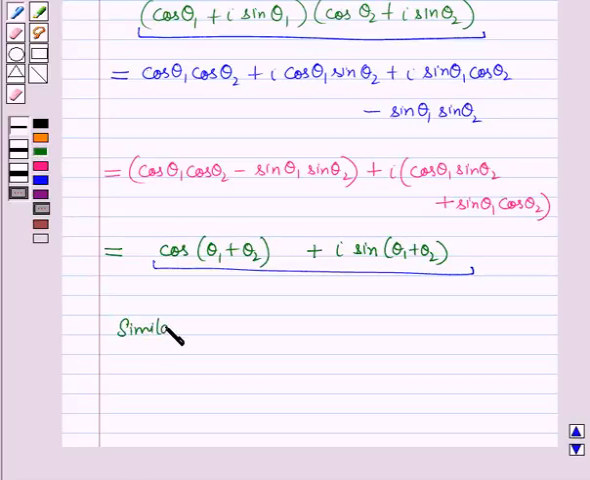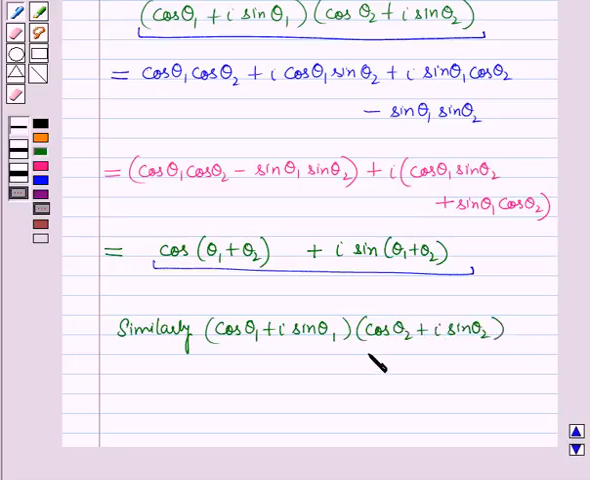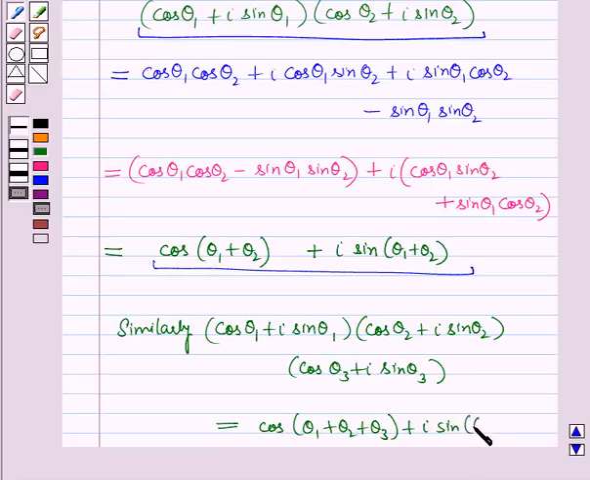Similarly, (cos theta 1 plus i sin theta 1) into (cos theta 2 plus i sin theta 2) into (cos theta 3 plus i sin theta 3) will be equal to cos(theta 1 plus theta 2 plus theta 3) plus i sin(theta 1 plus theta 2 plus theta 3).